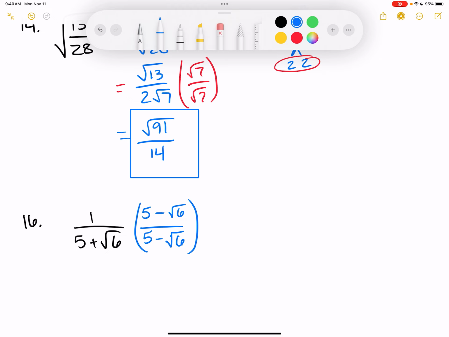What special type is this? A conjugate. Difference of two squares. Yes, it's a difference of squares, so it's going to allow everything to cancel out, like the middle terms that are going to have a radical left.